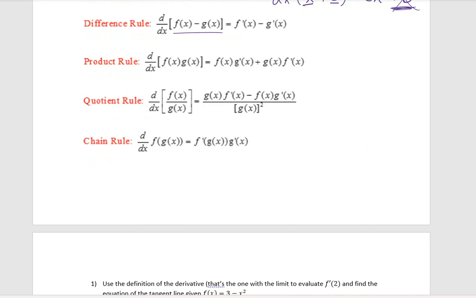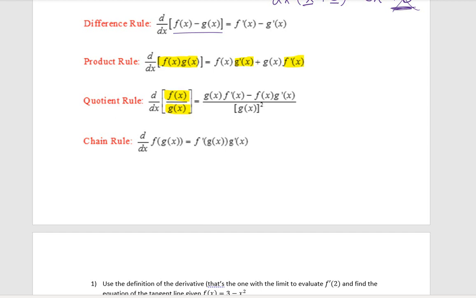Now, if you're multiplying two functions or dividing two functions, you have to do a completely different rule. So what this rule says is that you're going to leave the first function alone, multiply it by the derivative of the second function, then add it to the first function left alone times the derivative of the second. We'll do one of those examples a little bit later.